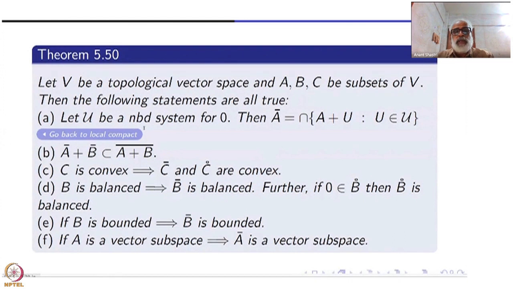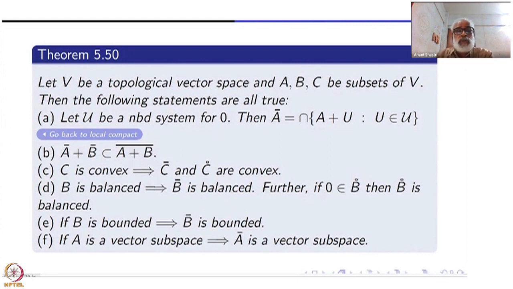So let U be a neighborhood system of zero. Then for any subset A, A bar will be equal to the intersection of all A plus U, U inside U. Remember, there was exactly a similar result, even stronger, the intersection of AU, in multiplicative notation, in the case of topological groups. AU, or you can take UA and so on. And you don't have to take all the neighborhoods, just a neighborhood system will do. So that is also an easy consequence anyway.